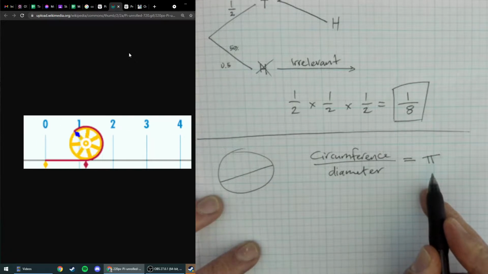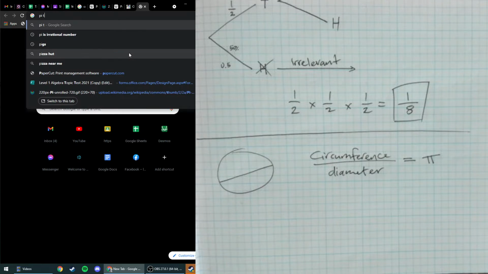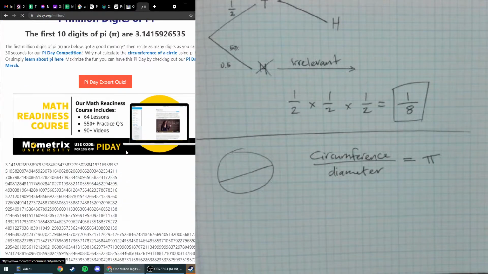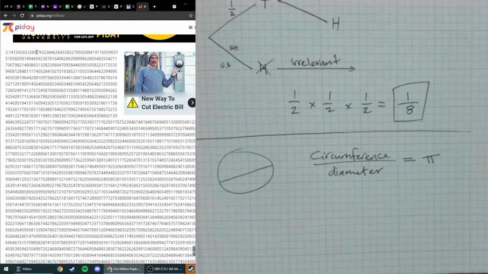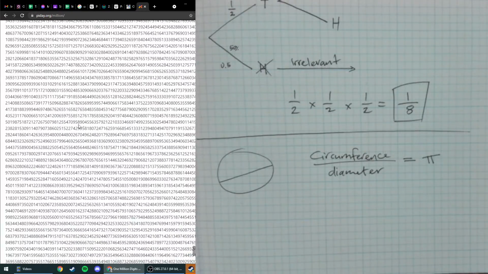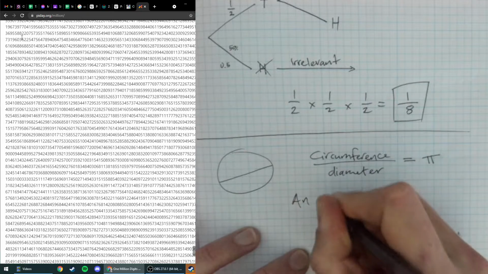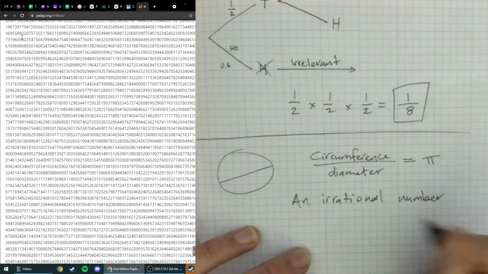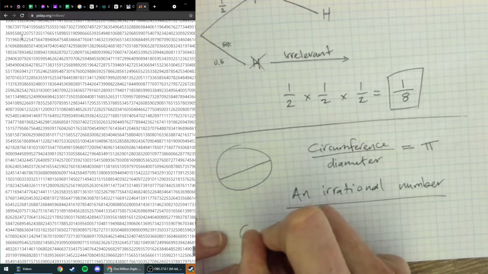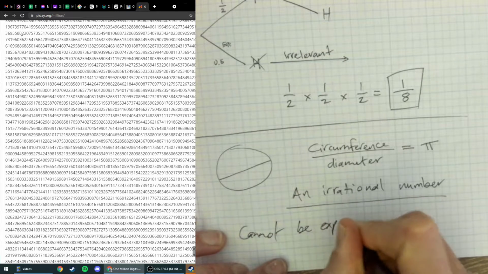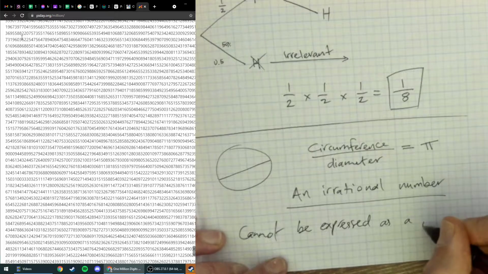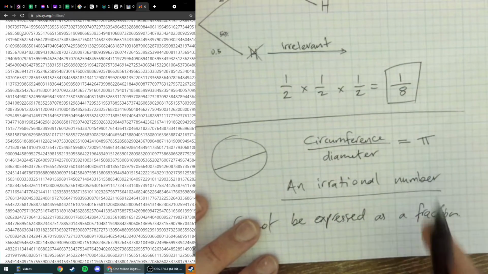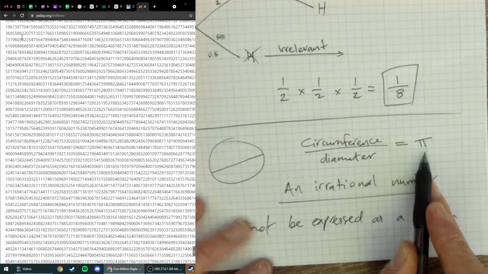Now pi is this crazy long number. Pi to a million decimal places, let's have a look at it. So pi actually just goes forever. 3.1415926 and so on, and it just goes forever. Pi is an irrational number. An irrational number just means that the number cannot be expressed as a fraction, right? So you cannot write pi as a fraction. So it means that this number has infinite decimal places, right?